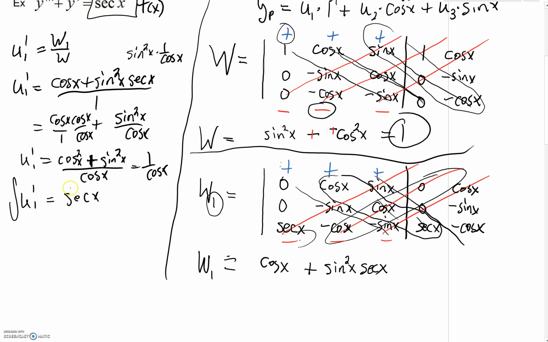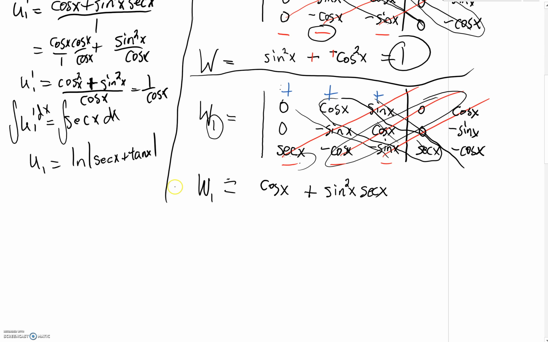And we could go ahead and take a real quick antiderivative. We just did this recently. I hope you remember. It's going to be the natural log of secant plus tangent in absolute value. We'll ignore that little constant. Well, let's keep going here.